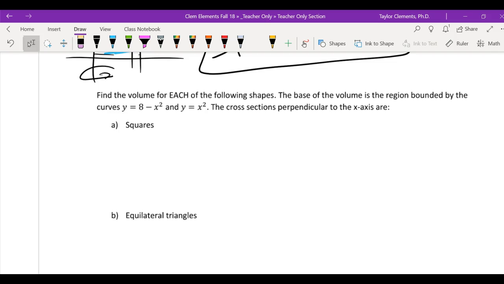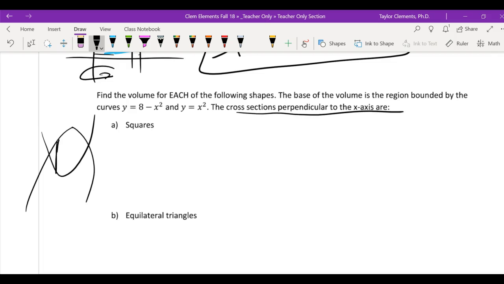8 minus x squared and x squared. You get something kind of like this. So I'll just be using the same region for each of these questions. Cross sections perpendicular to the x-axis. Good, so I'm using vertical slices like this.